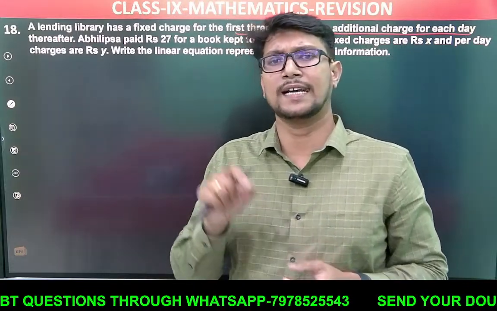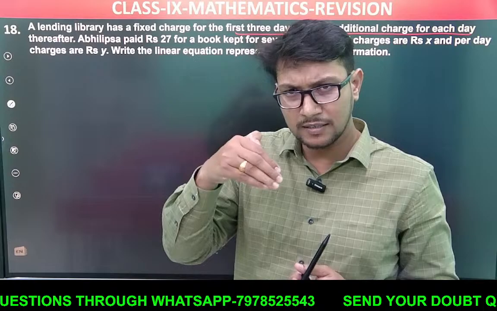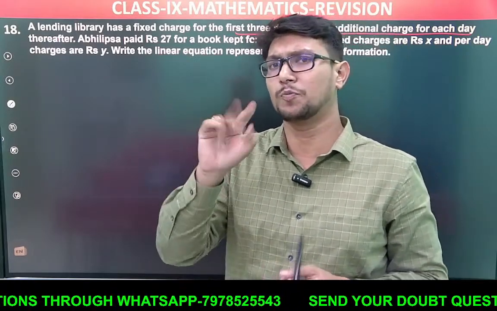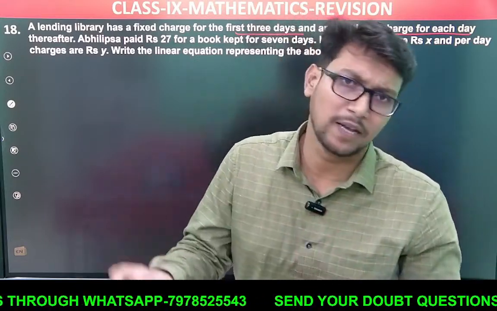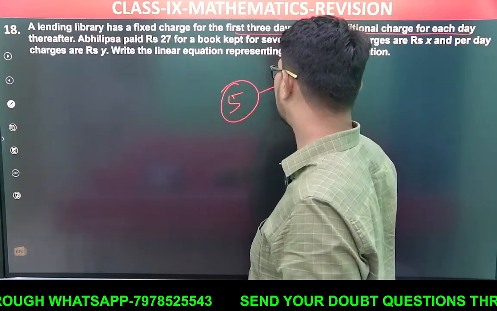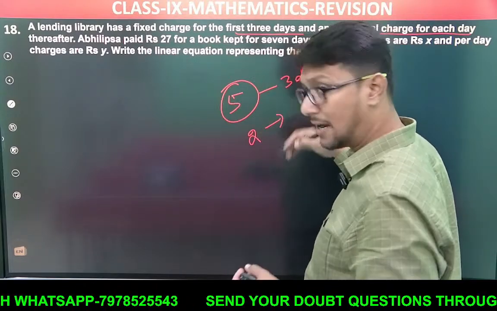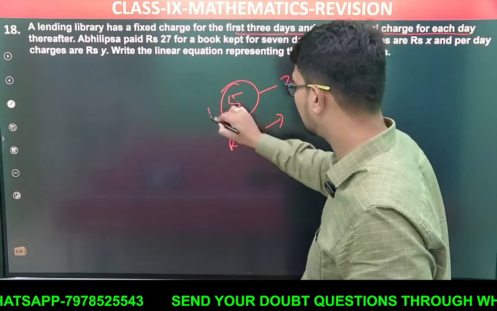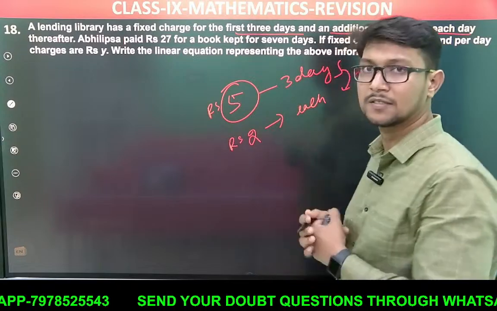Let us say your school charges 5 rupees for the first 3 days, and then for every subsequent day the per day charge is 2 rupees. Let us say you have kept a book for 3 days, you have to pay 5 rupees, because 5 rupees is the fixed charge for 3 days. And 2 rupees for each day after 3 days, right?